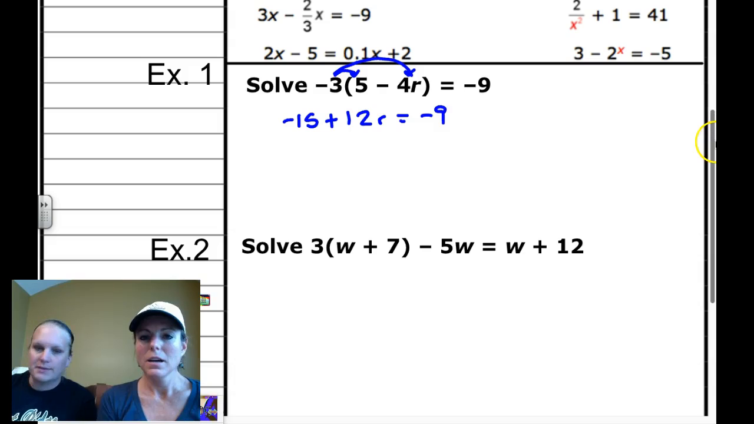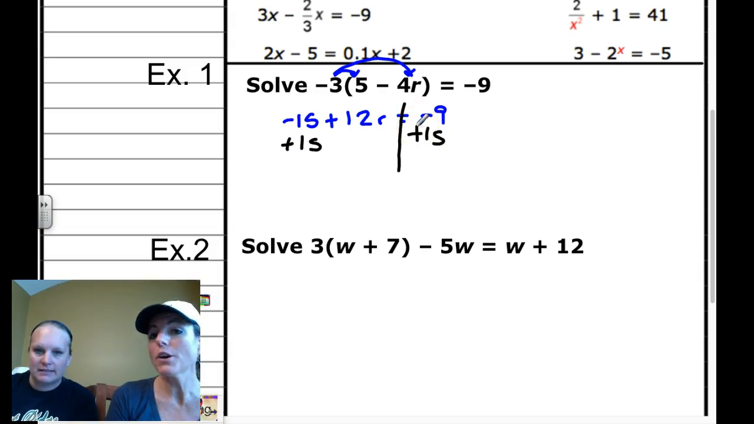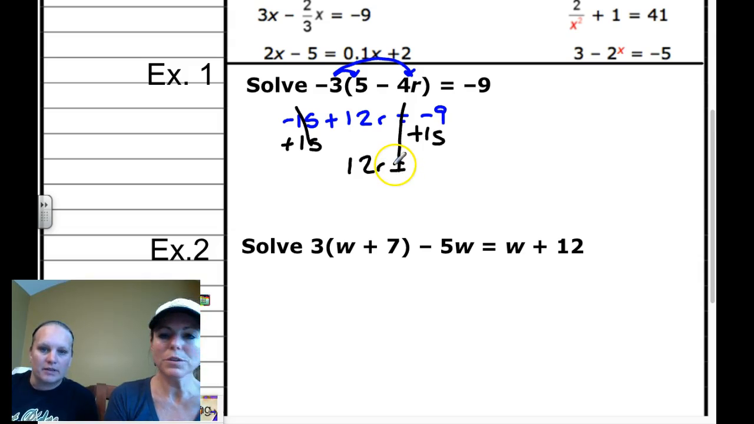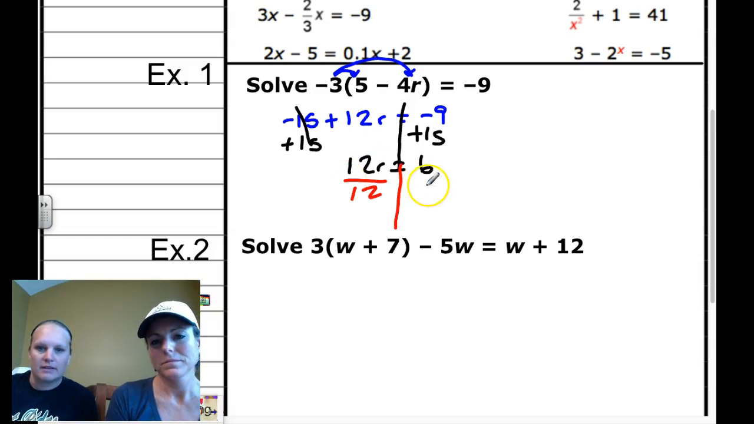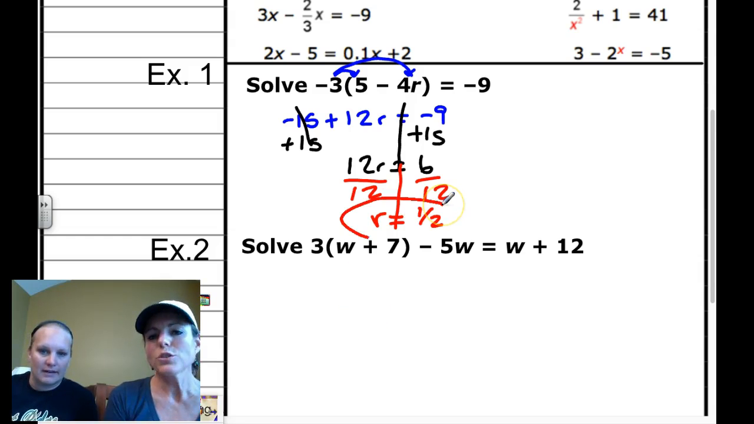Now you said do PEMDAS backwards. I can't combine anything here, so I'm first going to get rid of this 15. We're going to do the opposite of that, which is adding. So right now we are doing PEMDAS backwards. I'm left with 12r equals 6. Now we can divide both sides by 12. R does not equal 2. A lot of you will do that, but this reduces to 1/2. And there's our answer. All right, so thank you, Miss Boyd.